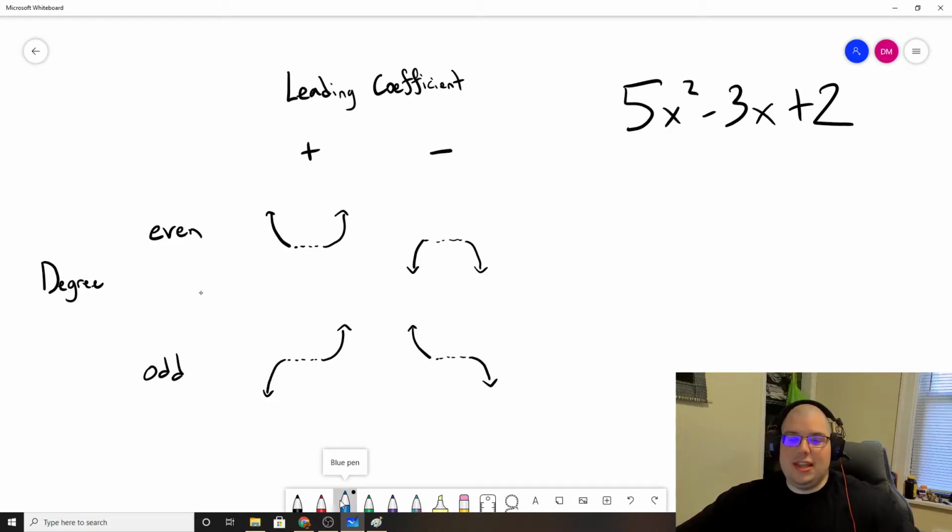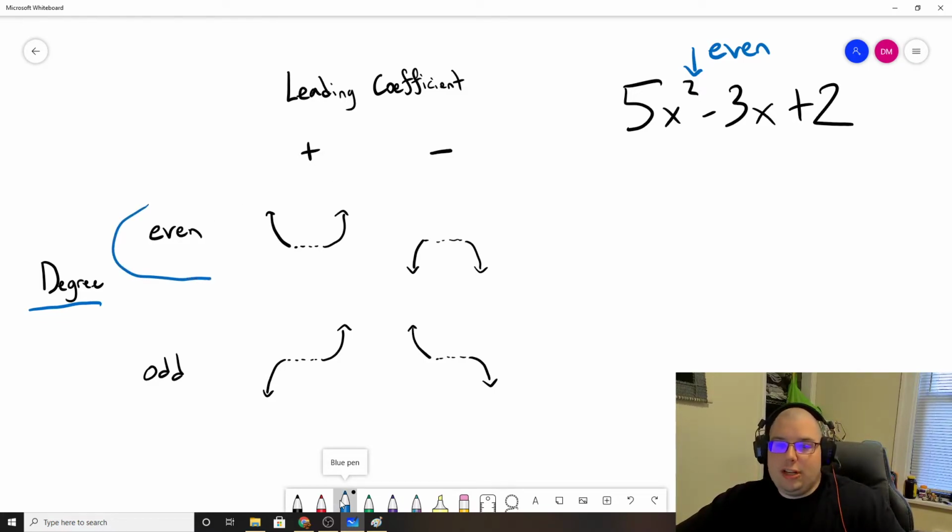So the first thing is that with the degree, we need to decide if the degree is even or odd. So we take a look at our polynomial here, 5x squared minus 3x plus 2, and we look for the degree, and that's the largest exponent, which is going to be this 2. And now 2 is an even number, so our degree is even, which means we're only going to look at the even row.